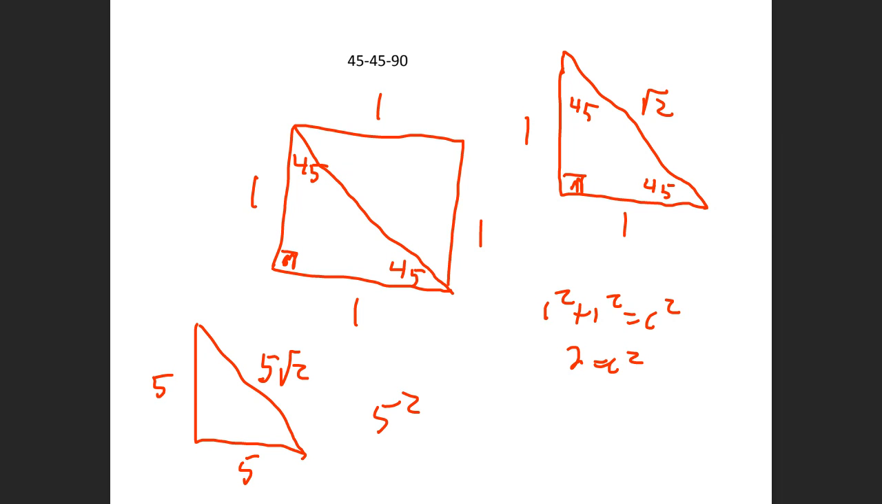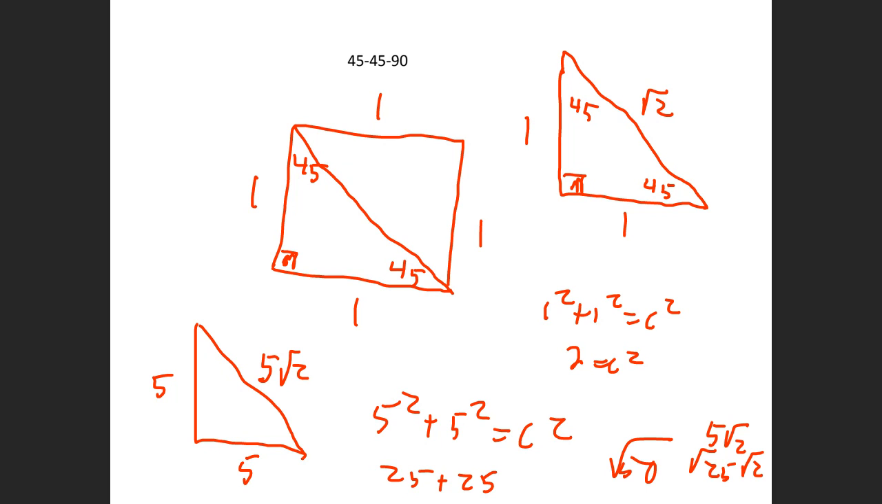5 squared plus 5 squared is equal to c squared. So that's 25 plus 25. That's 50. The square root of 50 I can break down to the square root of 25 times the square root of 2. So that's 5 square root of 2. Well, that's a whole heck of a lot of work just to get that. But all you have to do is remember, if you're given the side, it's just the side times the square root of 2 gives you the hypotenuse. Okay, so that's a 45, 45-degree triangle.